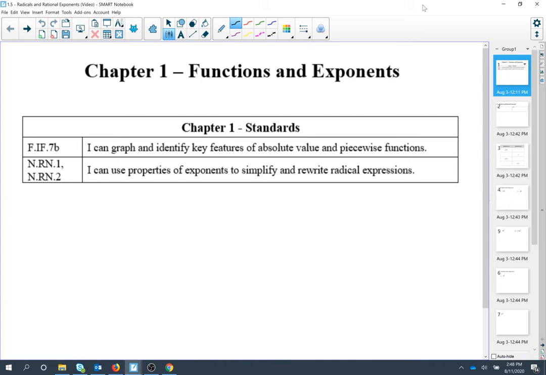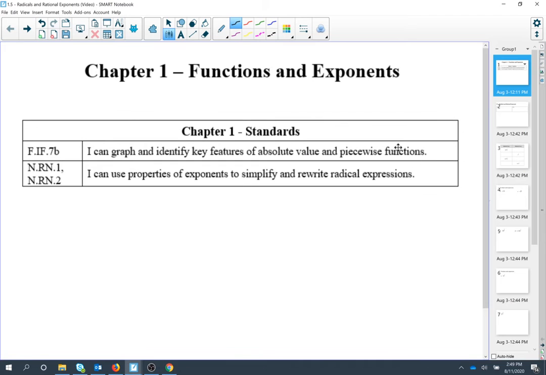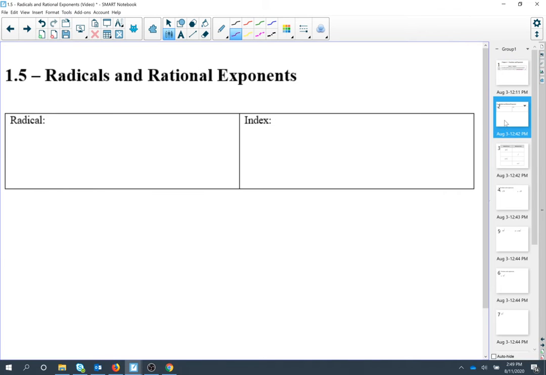Okay, everyone, we will now be moving on to 1.5. In 1.4, we did properties of exponents, so we're still dealing with our standard down here, our properties of exponents to rewrite radical expressions, and now we're going to start looking at the radical expressions. So if we take a look at 1.5, which is radicals and rationals, we did our properties of exponents, and we're going to start to look at how exponents have a relationship with radicals.